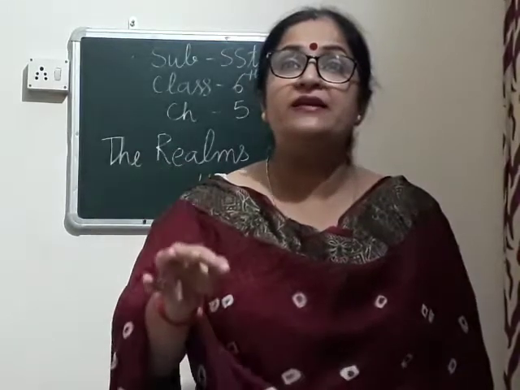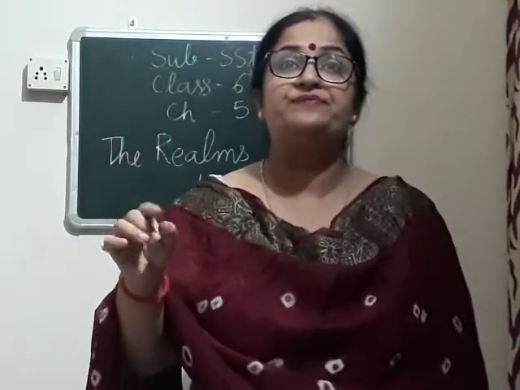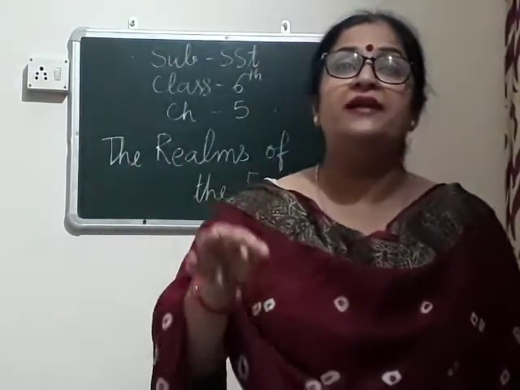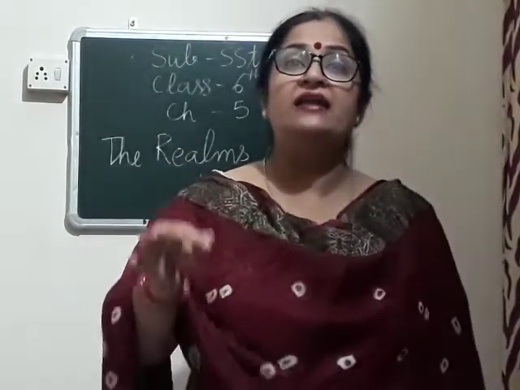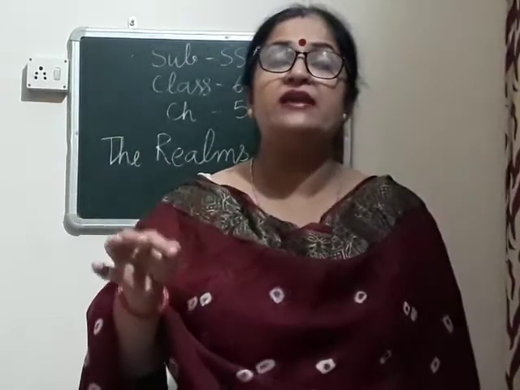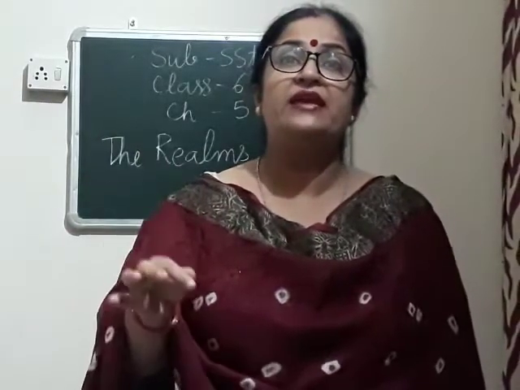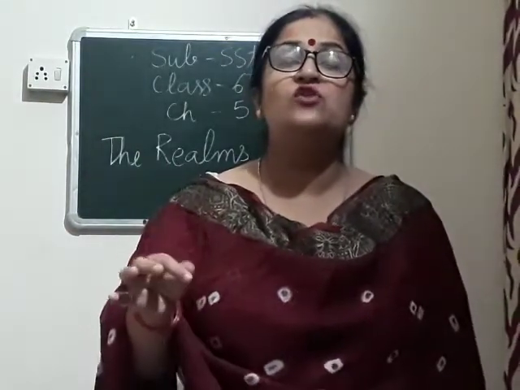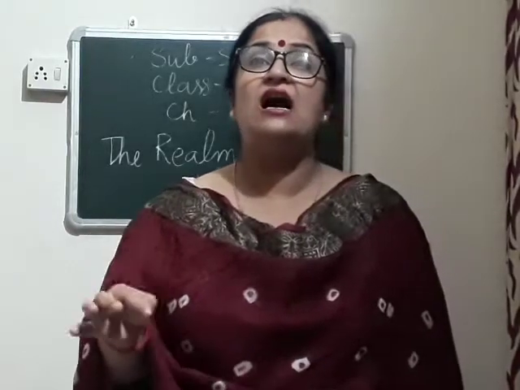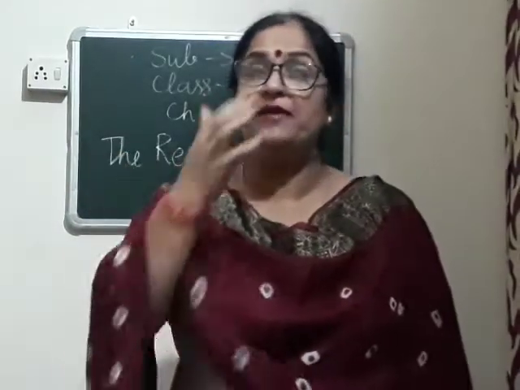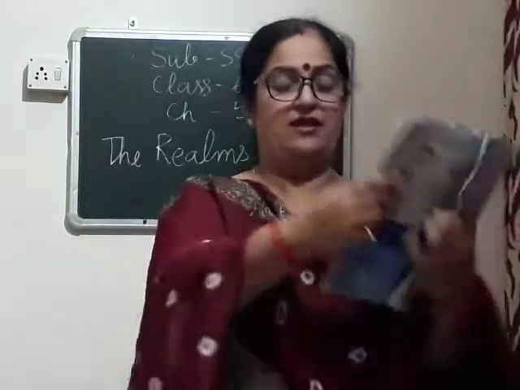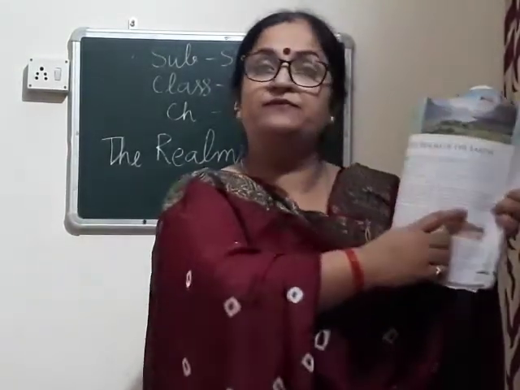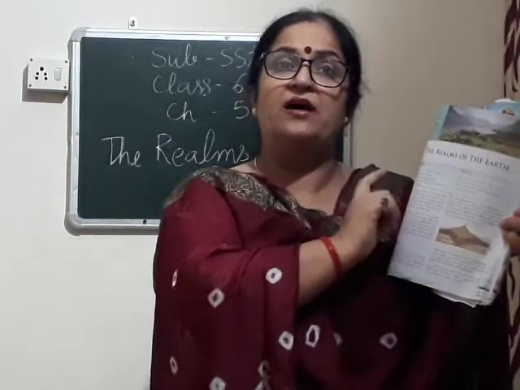The upper layer, lighter continental rocks, is called sial, and the heavier lower layer of crust making the floor of ocean basins is called sima, S-I-M-A, sima. Okay, it is written here in your book about Sial and Sima, right?